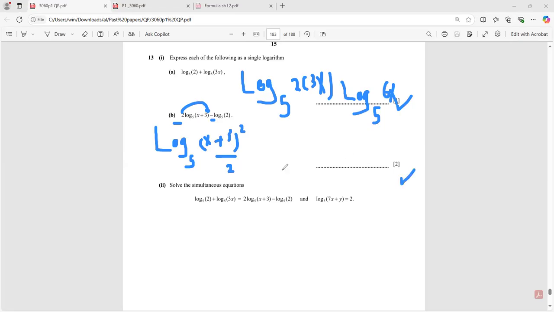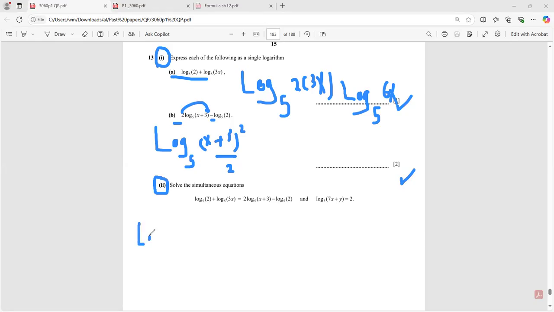And that's it. Okay, solve them simultaneously. Log base 5, log base 5, log base 5. Make sure that you are all in log base 5. Okay, it's fine, they're all log base 5. So log base 5 of 2 plus log base 5 of 3x, which is this one, as a single log. I told you before that you have to focus fully.